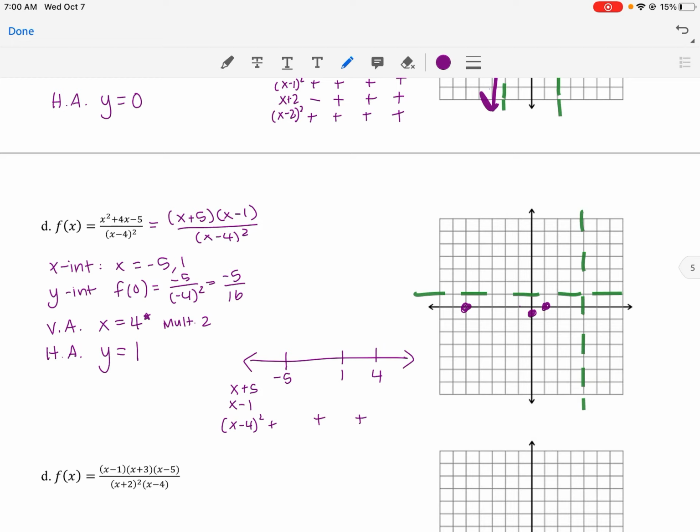As I pick numbers like negative 6, this is negative and negative, so this is a positive interval. As I pick something like 0, I'd have a positive and a negative, so this is a negative interval as I multiply those. As I pick something like 3, we get a positive and a positive, so this is a positive interval. If I pick something like 5, positive, positive, positive, so we're positive again.